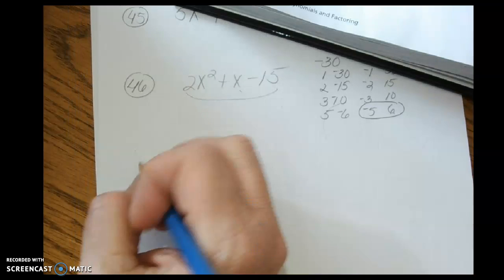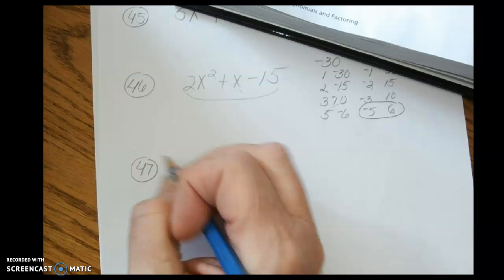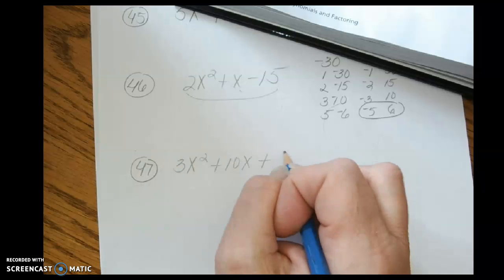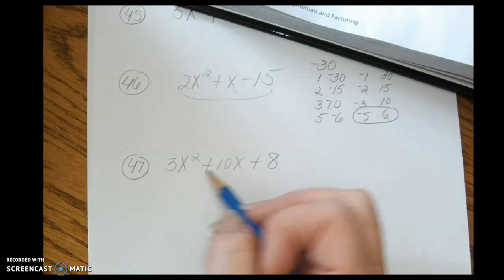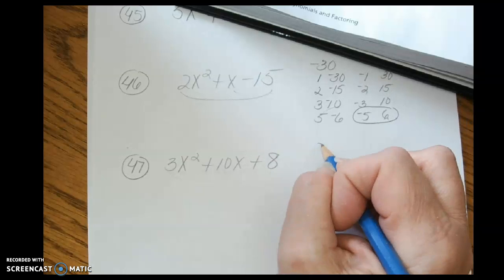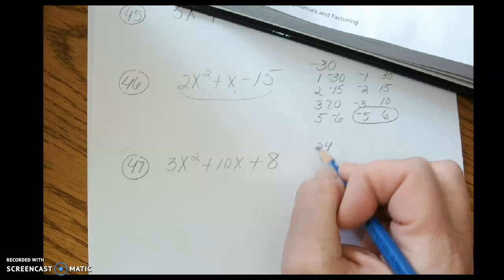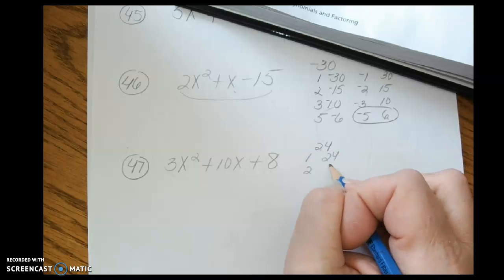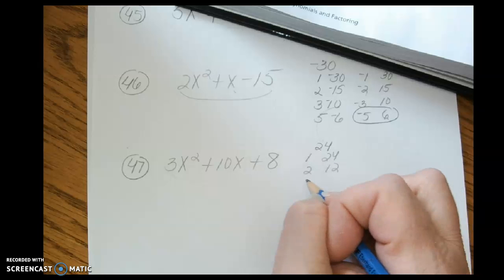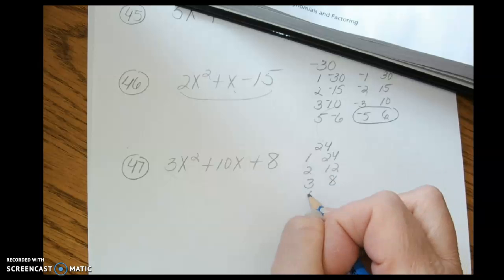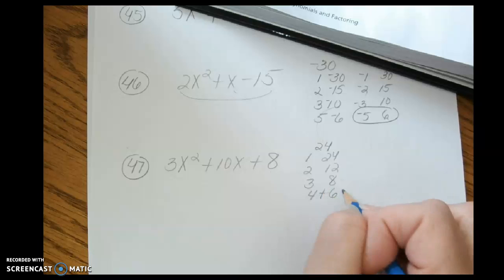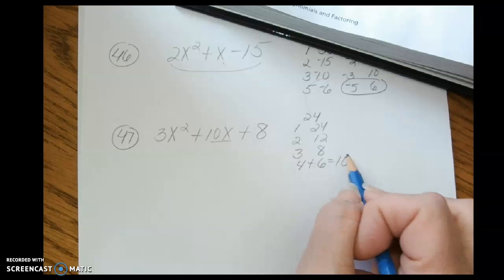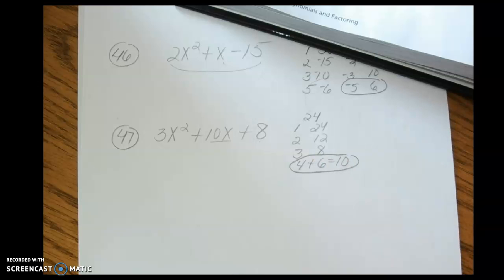47. 3x squared plus 10x plus 8. So I am taking my factors. 3 times 8 is 24. I'm then going to write factors 1 and 24, 2 and 12, 3 and 8, 4 and 6. 4 plus 6 equals 10. That's what I'm going for. So this is the pair that I'm going to use, 4 and 6.